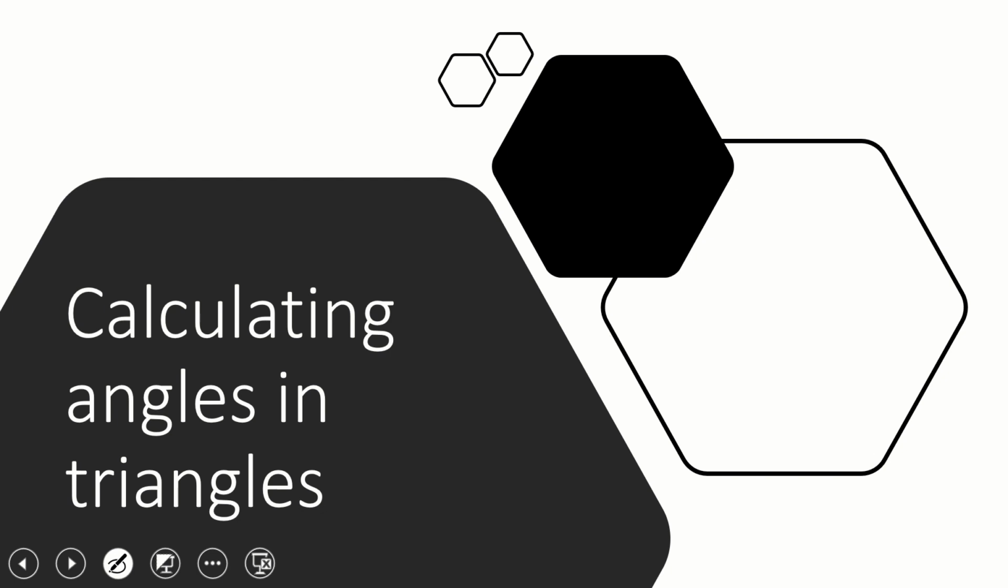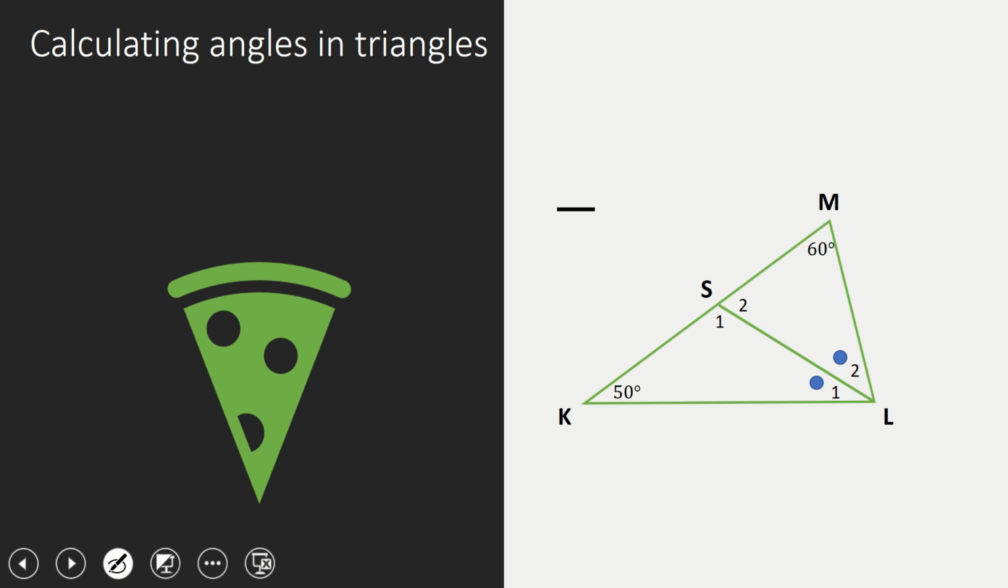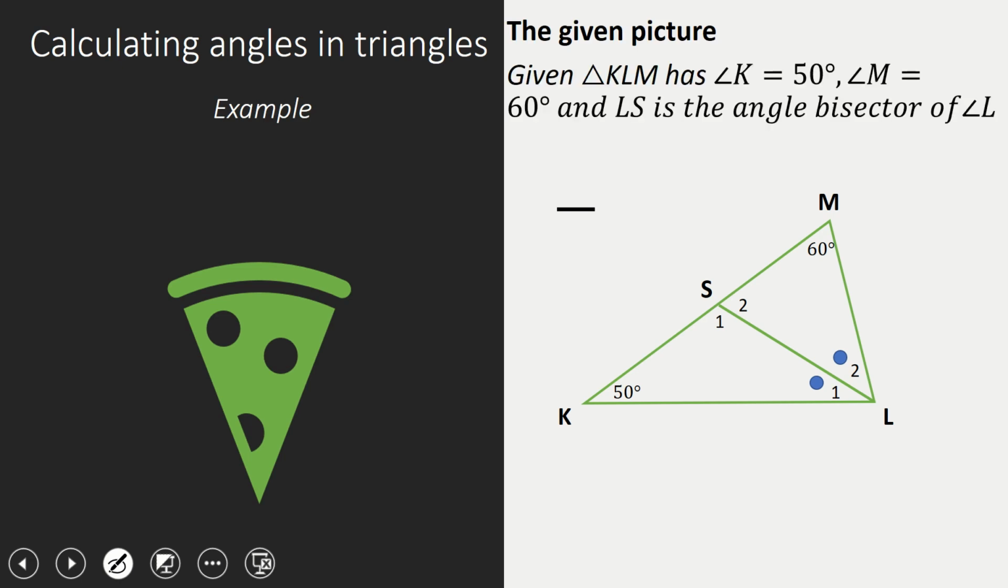Alright, so now we're going to have a look at an example of calculating angles in triangles. Given is the picture. Given is that triangle KLM has angle K with 50 degrees and angle M with 60 degrees. And LS, so that's the edge, if there's no angle in between before it, is the angle bisector of angle L.